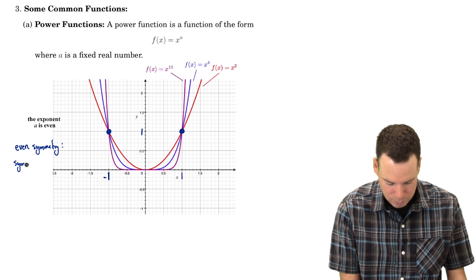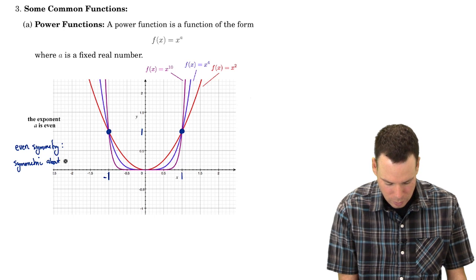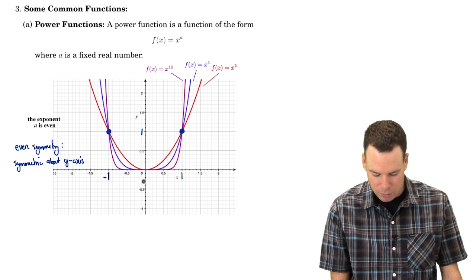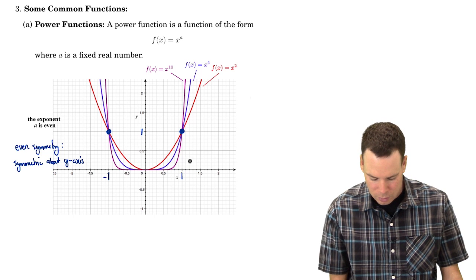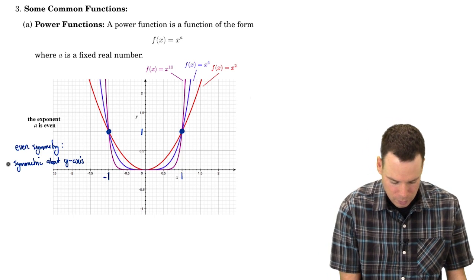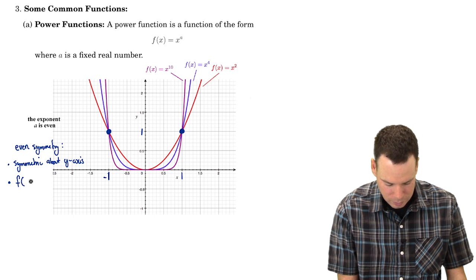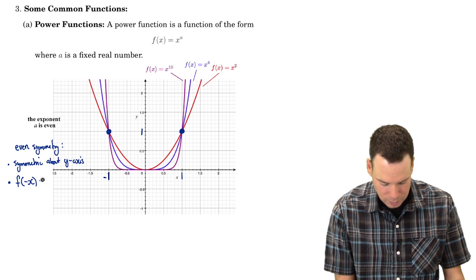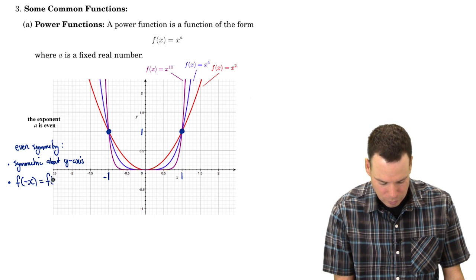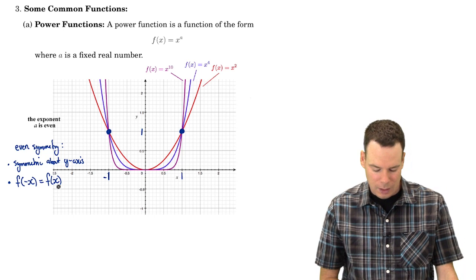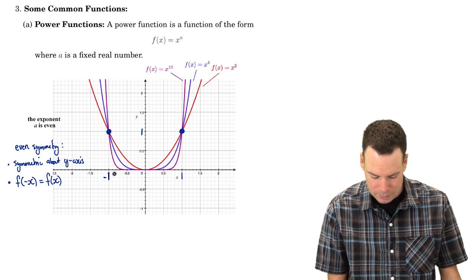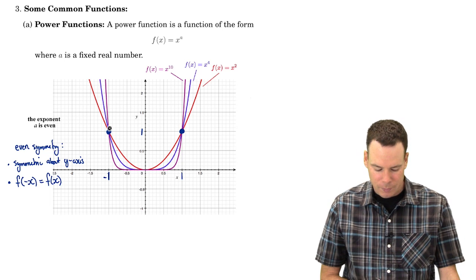And what is even symmetry? It means they are symmetric about the y-axis. The y-axis looks like a mirror line. Whatever happens over here, it's just being mirrored over here. An algebraic way to write this symmetry down is that if I plug in -x, I get the same value coming out of the function as if I were to plug in x, right? F of 1 is the same as f of -1.